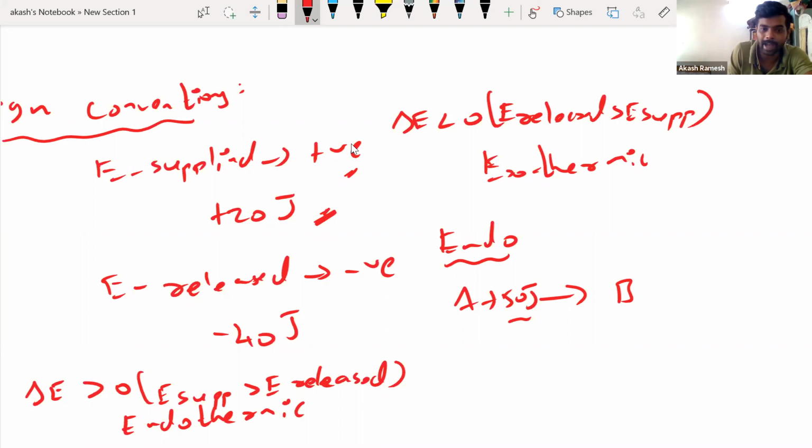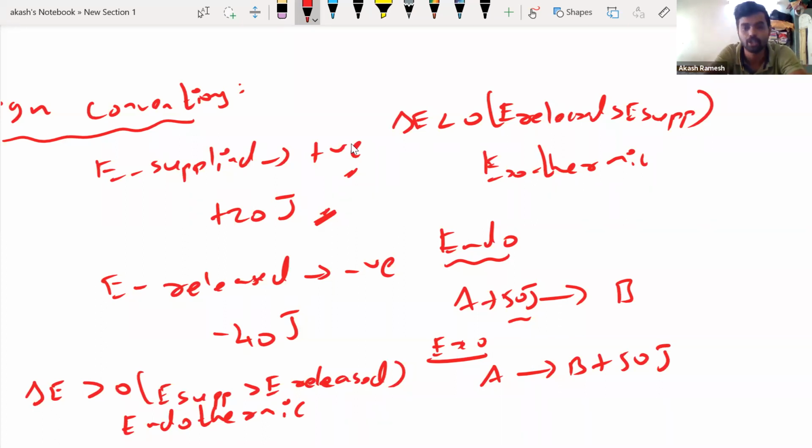Now, if I have an exothermic chemical reaction where energy is getting released, say A giving B is a reaction, and say 50 joules of energy is getting released. Obviously, the energy is coming out along with the products. So in the product side, you write 50 joules. This is one way of writing it, just putting the energy along with the reactants and products. Endothermic means in the reactant side, exothermic means in the product side.